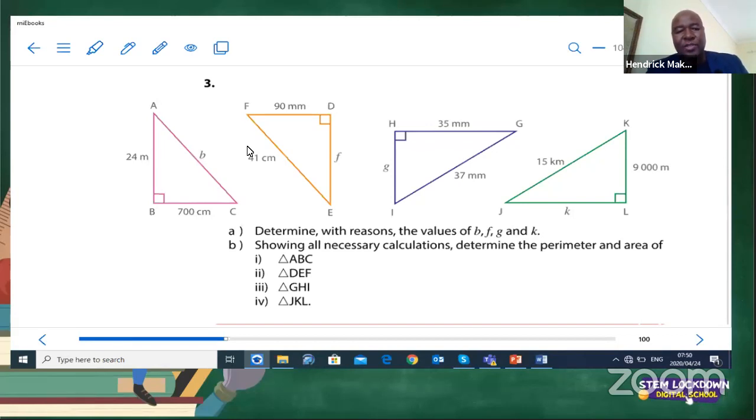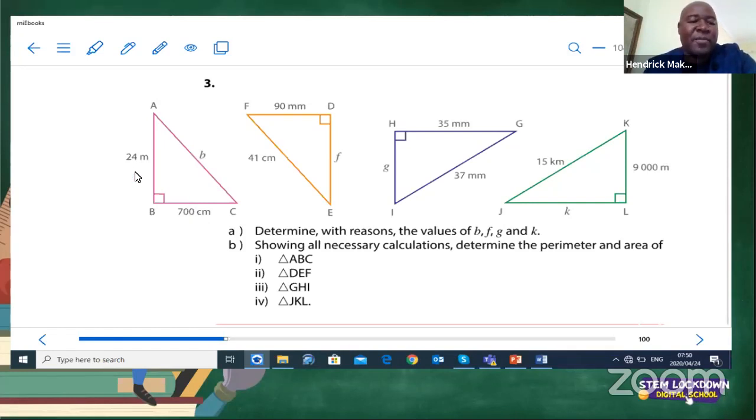What we need to do here is to convert. Let us convert 700 centimeters to meters. Remember that when you convert centimeters to meters, always divide by 100. So we are going to divide the 700 by 100, and 700 divided by 100 will give us 7. So it means that 700 centimeters will be equal to 7 meters.